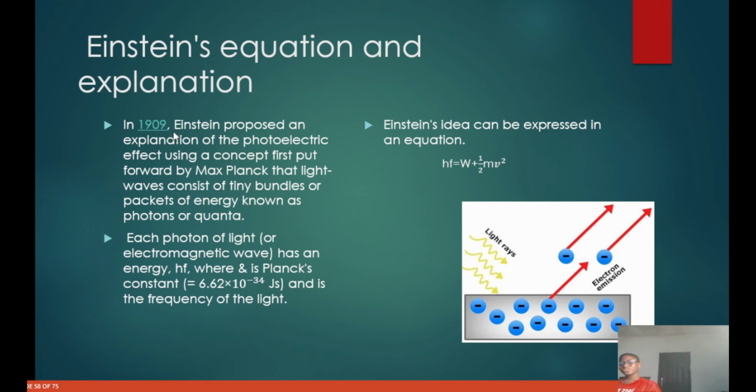Einstein's equation and explanation. In 1909, Einstein proposed an explanation of the photoelectric effect using a concept first put forward by Max Planck, that light waves consist of tiny bundles or packets of energy known as photons or quanta. Each photon of light or electromagnetic wave has an energy hf, where h is the Planck's constant and f is the frequency of light. Einstein's idea can be expressed in an equation as hf = W, which is the work function, plus half mv squared. You know that half mv squared is the what? Kinetic energy. So hf is equal to W plus half mv squared.